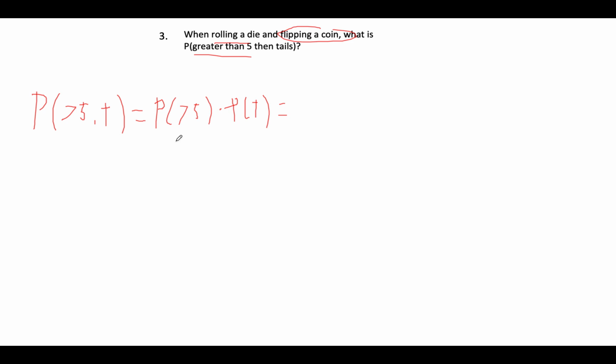So the probability of landing on a number greater than 5. On a number cube, we have 1, 2, 3, 4, 5, and 6. However, only one of those numbers is greater than 5, which is 6. That's going to be 1 over 6. The probability of landing on tails, as usual, is going to be 1/2. 1/6 times 1/2 is going to give us 1 over 12 as our answer. 1 over 12 is going to be our answer to that one.